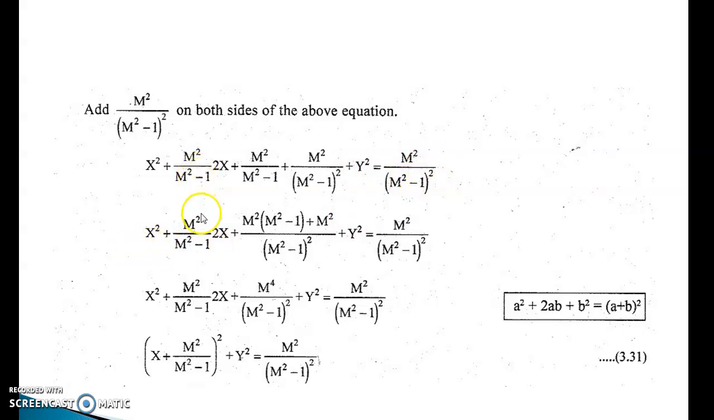So this equals x square plus m square by (m square minus 1) into 2x plus m to the power 4 by (m square minus 1) whole square plus y square is equal to m square by (m square minus 1) whole square. That implies x plus m square by (m square minus 1) whole square plus y square is equal to (m square by (m square minus 1)) whole square.